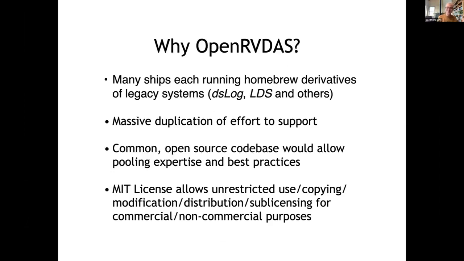Everyone's got their own system, massive duplication of effort. There's no common pool of expertise, like Webb was saying. If your ship is the only ship running this system and you have a problem, there's no one you can go to for help. If there are common pieces of code, you're going to get a community where ships will say, "Oh yeah, we saw that." Grounding wire. So, MIT license.